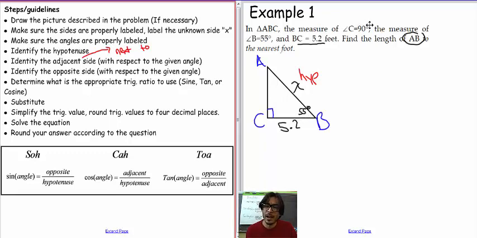Not the 90-degree angle. I know the 90-degree angle is also given, but you're never going to use the 90-degree angle for identifying the adjacent side. You're going to use the other angle, and in this case, it's the 55-degree angle. So with respect to the 55-degree angle, the adjacent side, the side that's next to it, is side BC. So this is adjacent. It's right next to the 55-degree angle, and it's not the hypotenuse. That's what makes it the adjacent side.